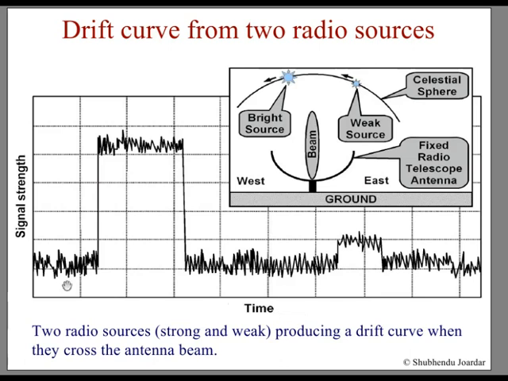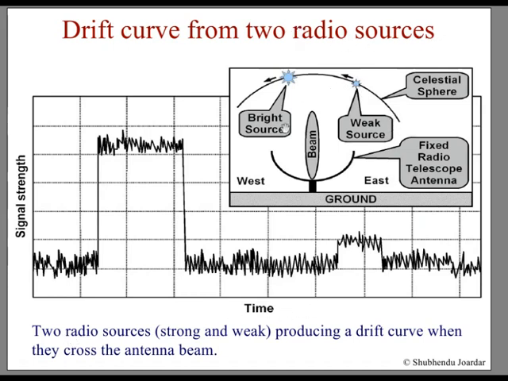This is the time in which you have received the signal. So you can see this is the system noise. This is spectrum analyzer noise or whatever it is. When the bigger object was on the beam, you have an amplitude increase, but still it is noise. It is not a well-defined signal. Then again you have noise here, and this is when the smaller one crosses. You have another noise-like structure here. This is called the drift curve from 2 radio sources.